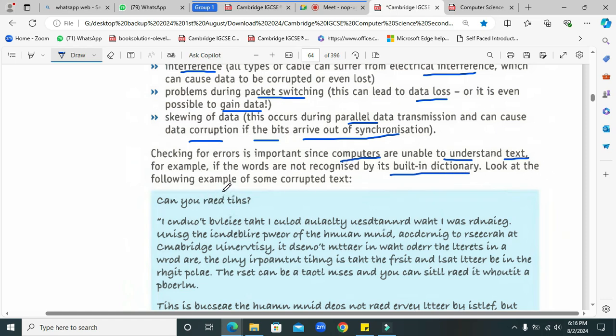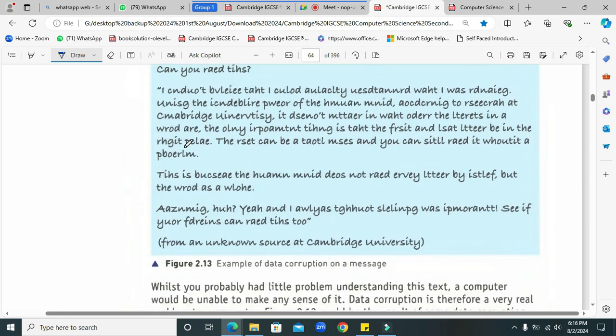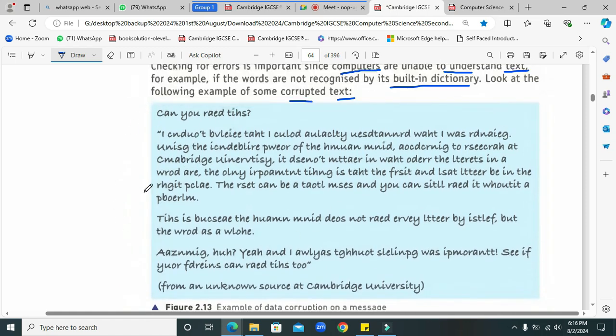Look at the following example of some corrupted text. This is an example of corrupted text, and this is why the error detection methods are important. So now, who's going to read this text? Try to read this text. Come on, Abdullah Naeem, louder please. Read this text.